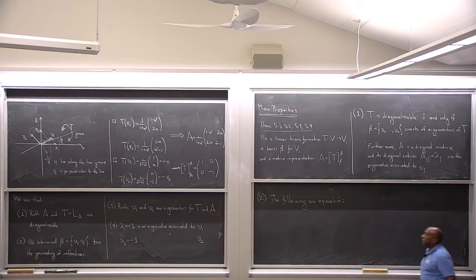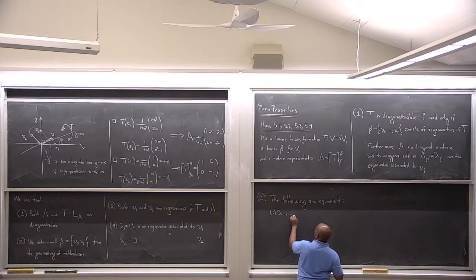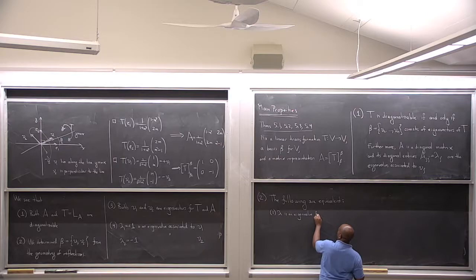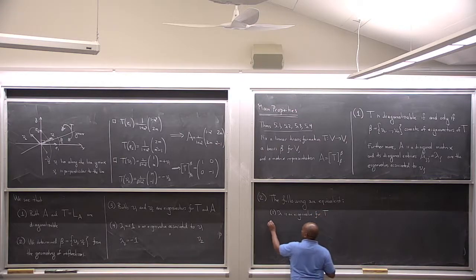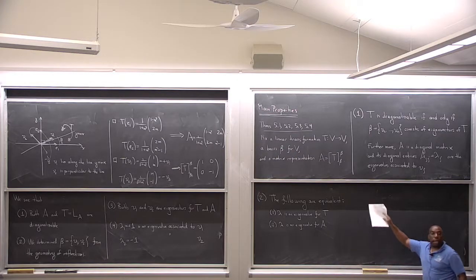Right, so remember that means that if one is true, then they're all true, but one of them might not be true. So number 1, lambda is an eigenvalue for T. Number 2, lambda is an eigenvalue for A. Remember, A is this matrix that we get from this basis beta.